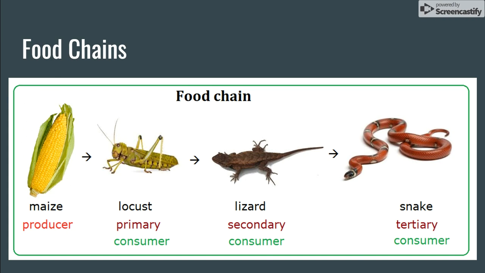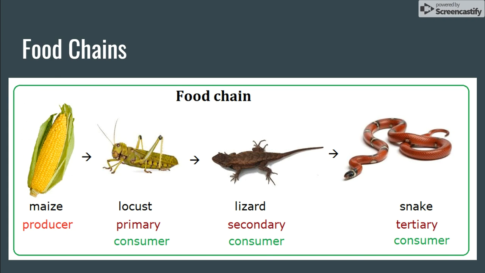The energy is then transferred to the locust, which is the primary consumer. That makes the locust an herbivore. The herbivore, the locust, is then eaten by the secondary consumer, the lizard. The lizard is then eaten by the tertiary consumer, the snake.